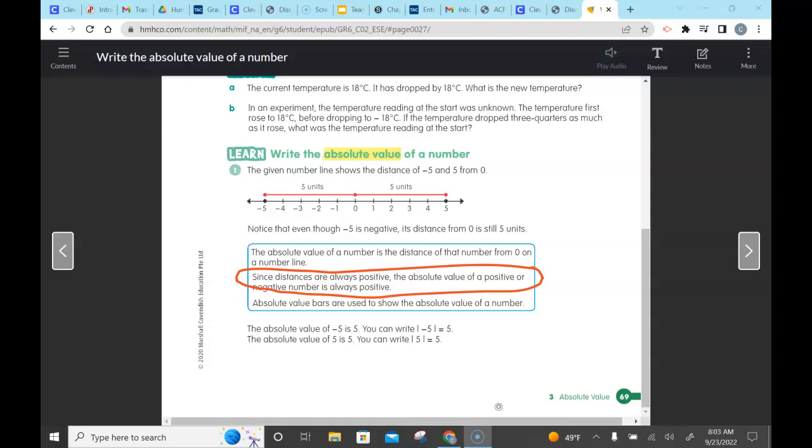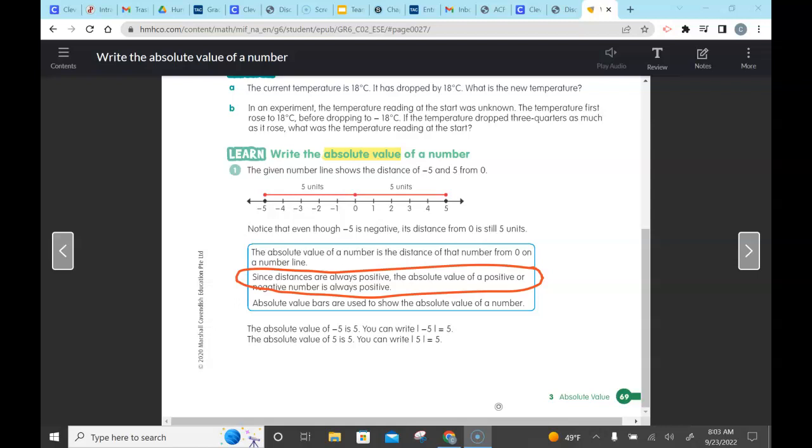Okay, so understand also that absolute value bars are used to show the absolute value of a number. So if we're talking about absolute value, and you see those bars just down here, so we have the absolute value of -5. Those bars represent absolute value. So absolute value of -5 would be 5. Why is that? Because -5 is 5 units away from 0 on a number line. The absolute value of +5 is also 5 as well.